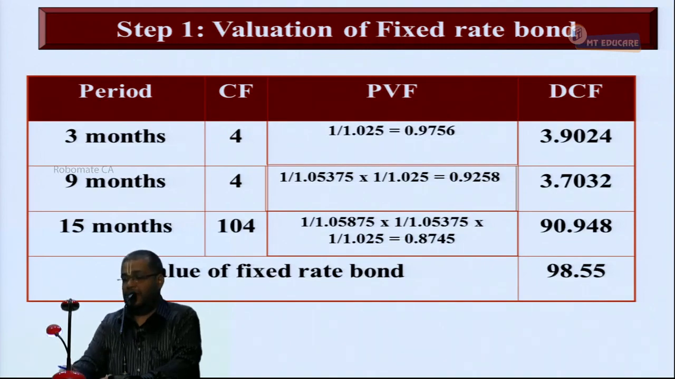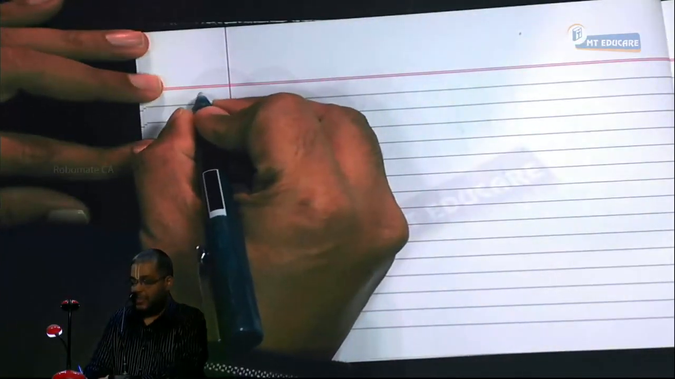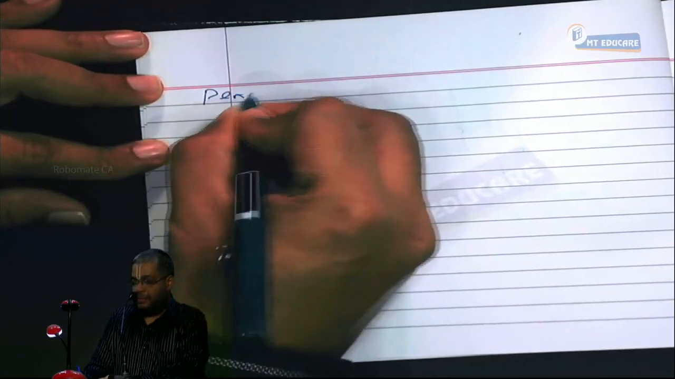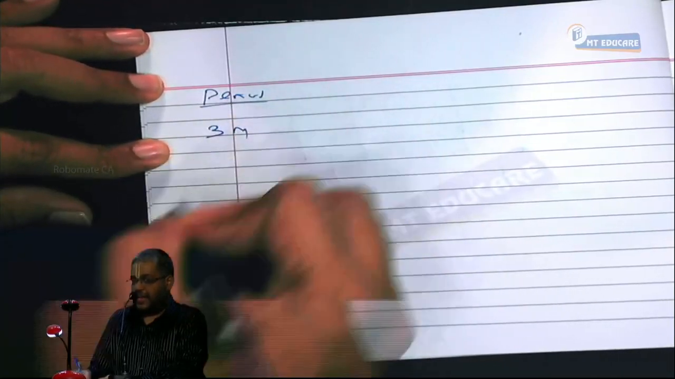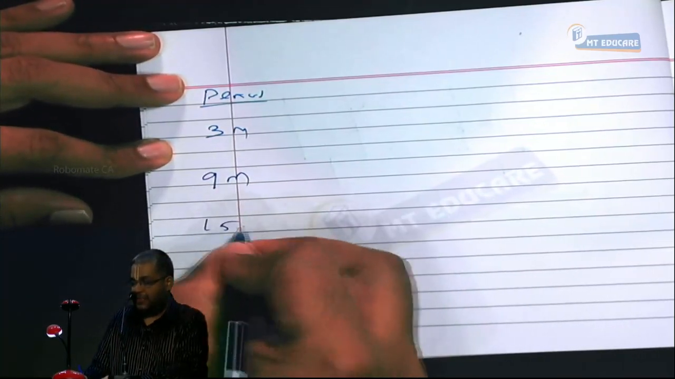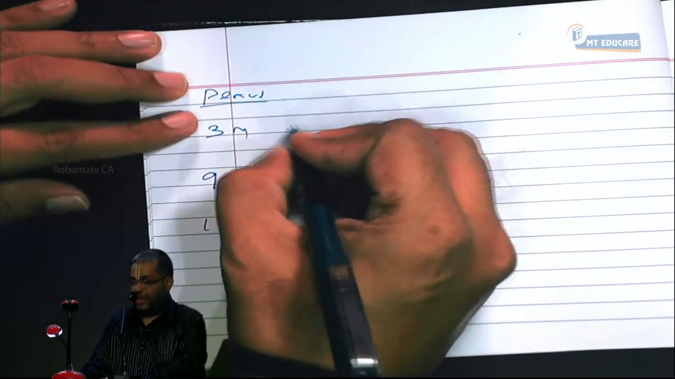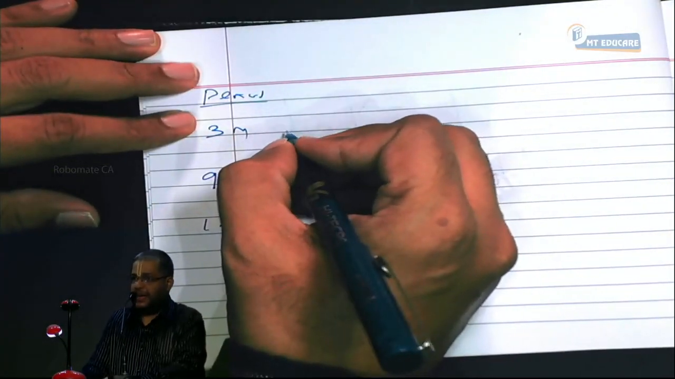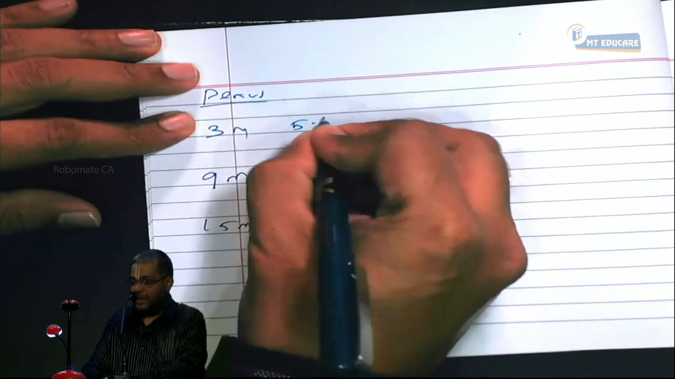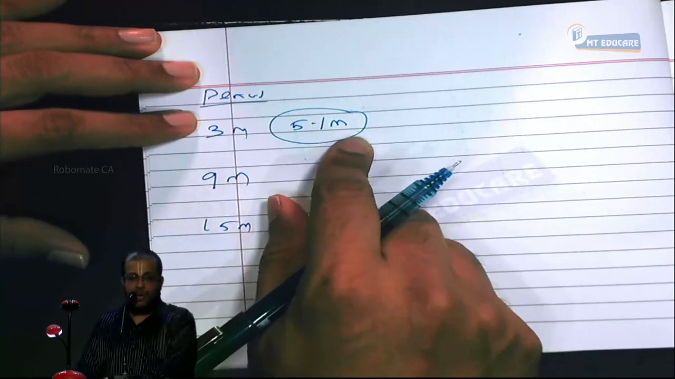Now, when you buy a floating rate bond, the period is, you receive cash flow after 3 months, after 9 months, after 15 months. Respond yes or no? No. After 3 months, you receive 10.2%. That means how much million? 5.1 million. Is that correct? Why? Because 10.2 is for 1 year.